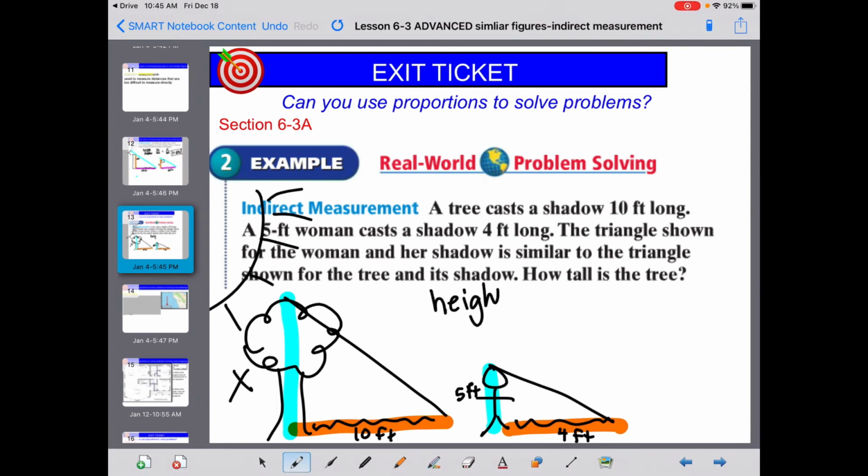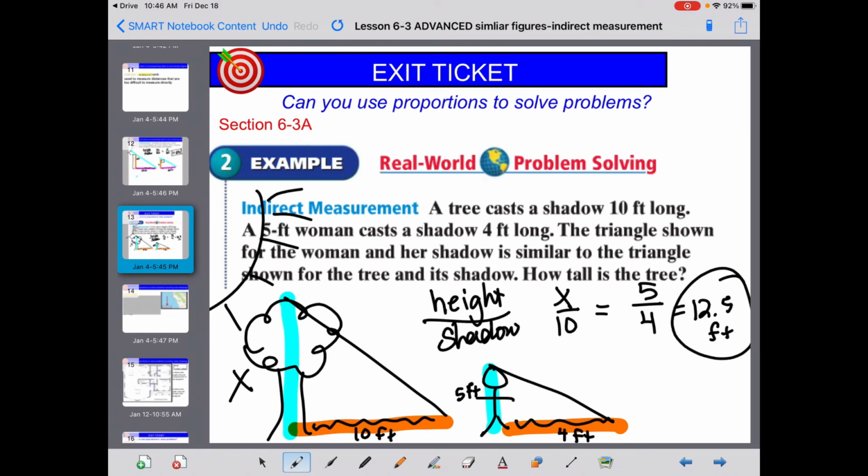So we're going to go height over shadow. For the tree, it's x over 10. For the woman, it's 5 over 4. Then when I solve it, I get 12.5 feet is the height of the tree.